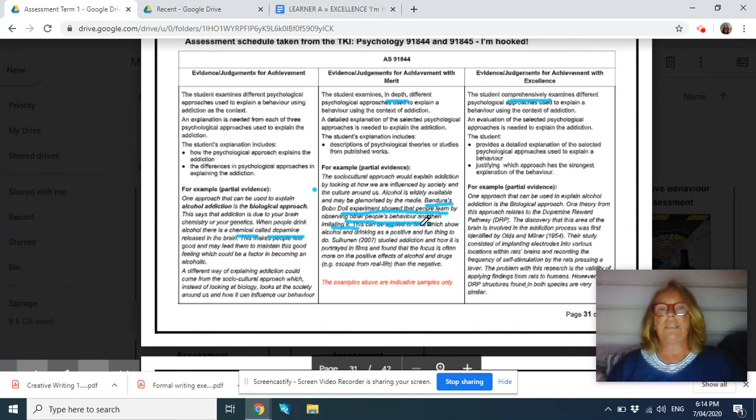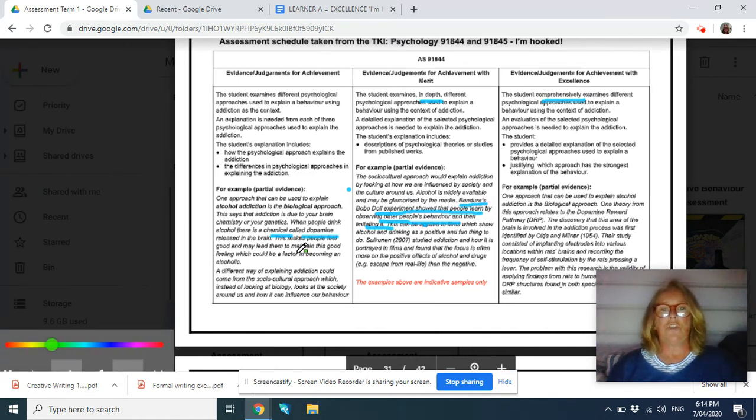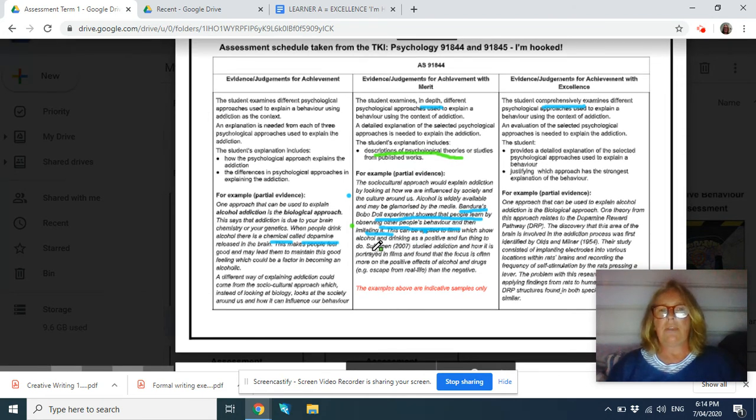But what the student has added to the approach is Bandura's Bobo doll experiment. So they have added a description of a psychological theory or study. And they have also added Sliken in 2007, who studied addiction and how it is portrayed in films, and found the focus is often more on the positive effect of alcohol and drugs. So they've added two examples.